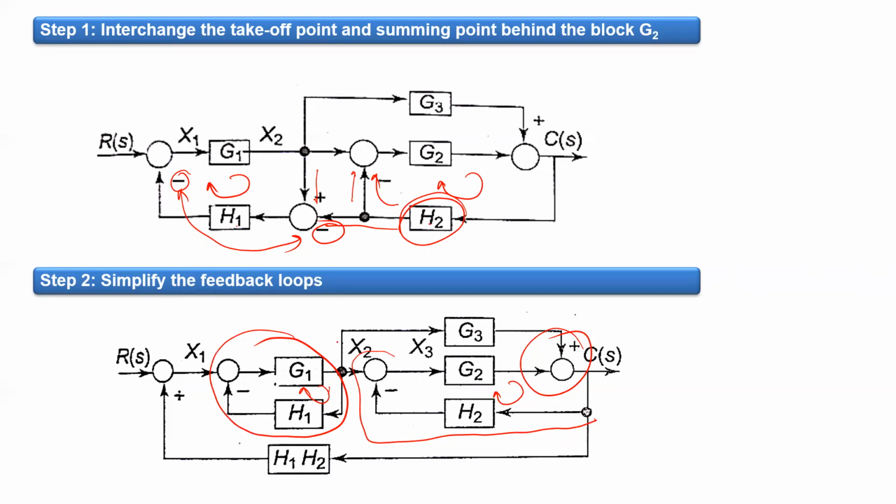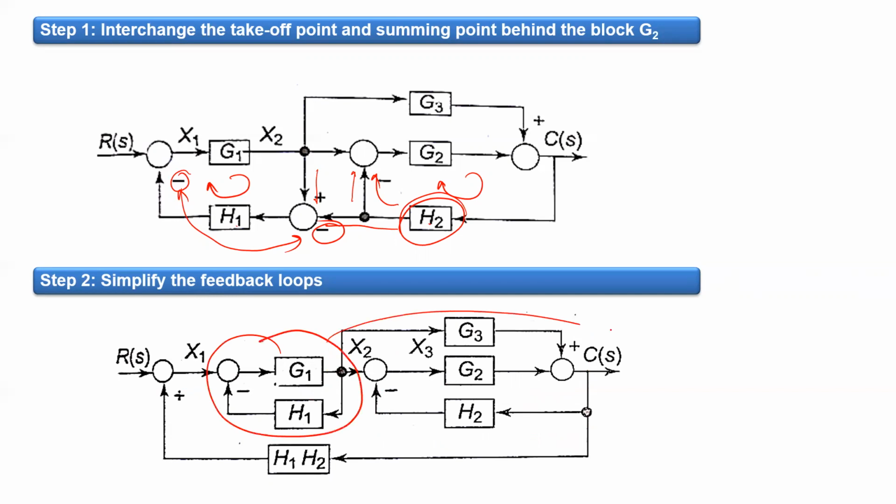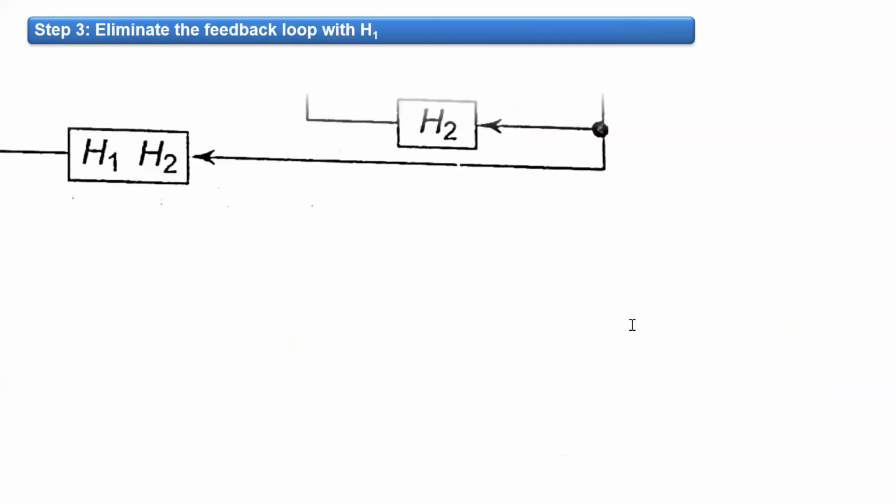So first of all we will try to eliminate this one. This one will be reduced to a simple block which will have the overall transfer function of this feedback loop, which is actually G1 divided by 1 plus G1 H1. So this part will be replaced with this one.